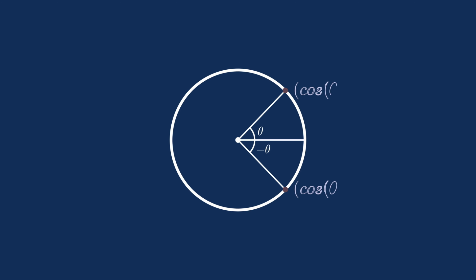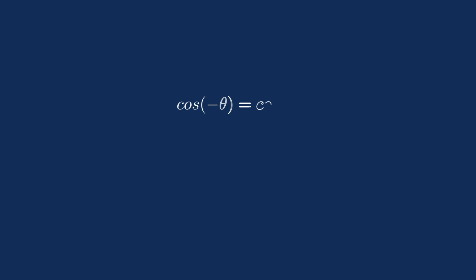The top point is cosine of theta, comma sine of theta, since our x component is cosine and our y component is sine. If we looked at our negative angle, then our cosine, or x, stayed the same, but our sine, y, changed sign. We could generalize this for any arbitrary angle theta by saying cosine of negative theta is just cosine of theta, while sine of negative theta is -1 times sine of theta.